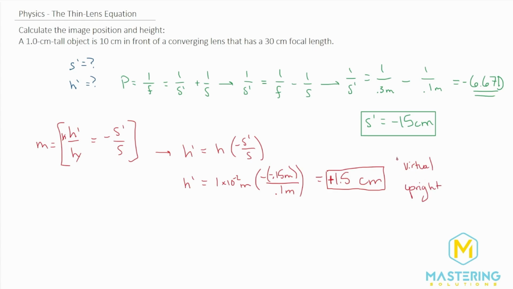So these are the answers: the image is 15 centimeters in front of the lens on the same side as the object, and it's 1.5 centimeters tall. So we have a little bit of magnification there.